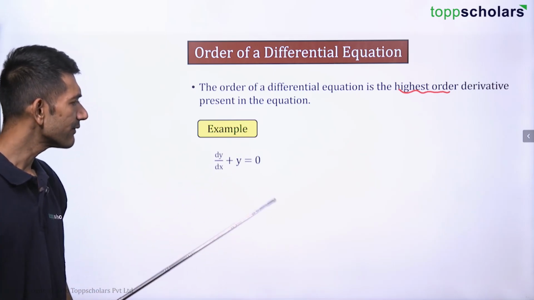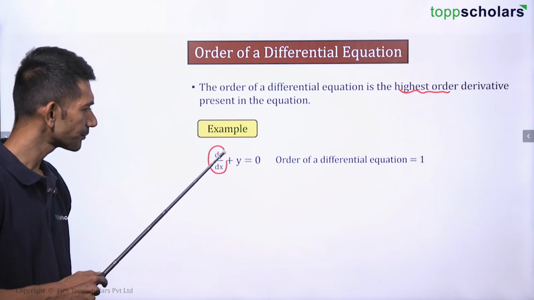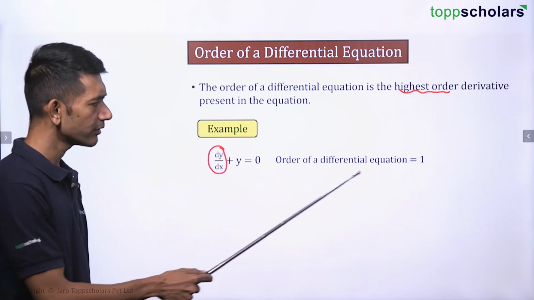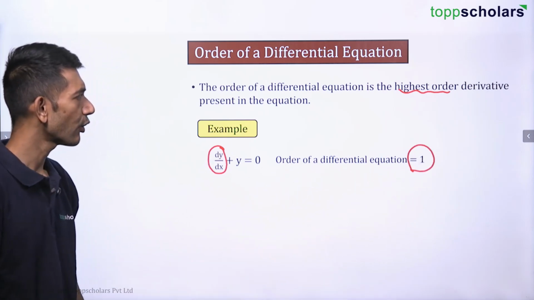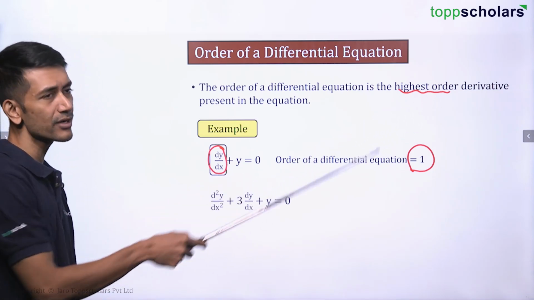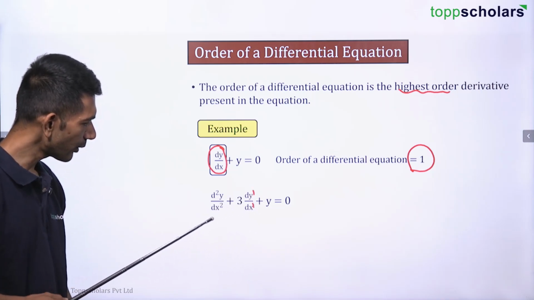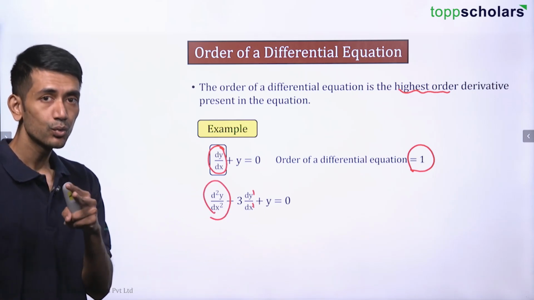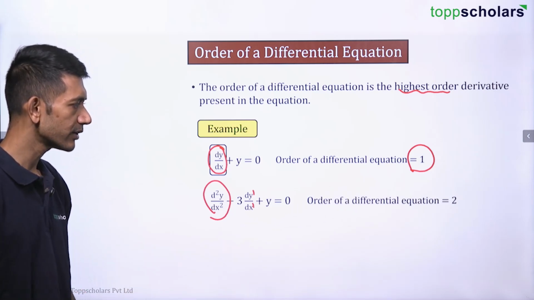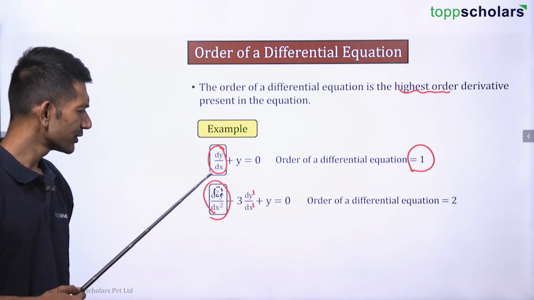Have a look at this. We have dy by dx plus y is equal to 0. Here we have just differentiated once, so the order is 1, right? Now observe this, the highest order derivative. Here the order is 1, but what about this? Here we have 2. So what is the highest order? The highest order is 2. So we can say that the order of the differential equation here is 2. Simple. So this is the order basically.